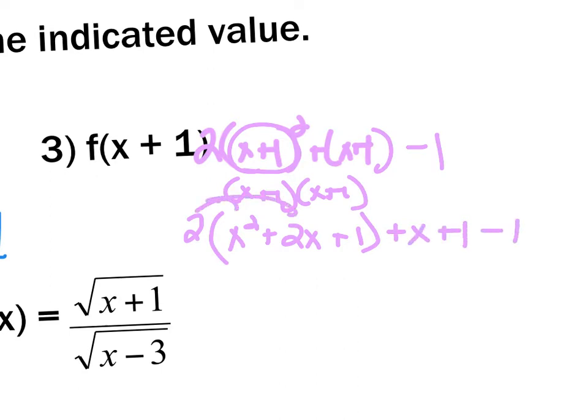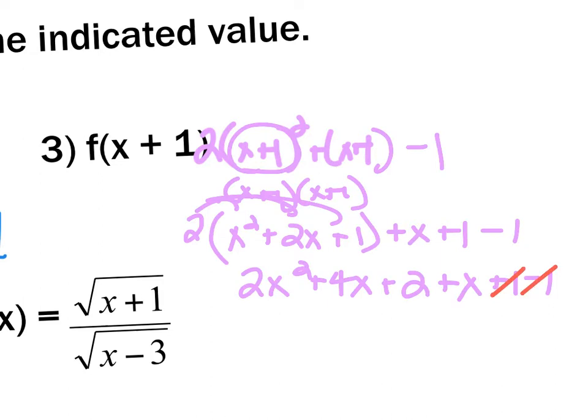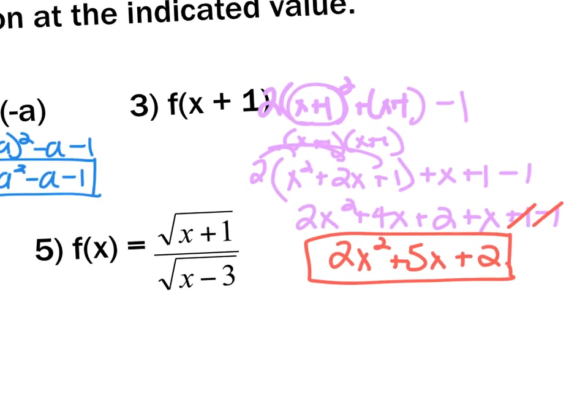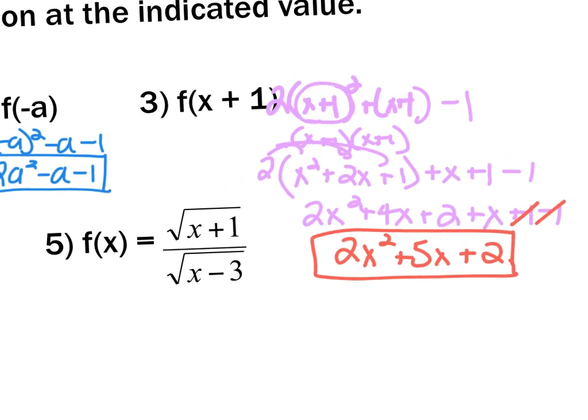Then the 2 gets distributed. 2x squared plus 4x plus 2 plus x plus 1 minus 1. And then go through and simplify as much as you can. So a plus 1 and a minus 1 are going to cancel out. 2x squared is the only term squared, so it stays as it is. But the 4x gets combined with the x. I get 5x and then plus 2. Typically you want to put your answers in order of decreasing degrees, so highest exponent down to none.